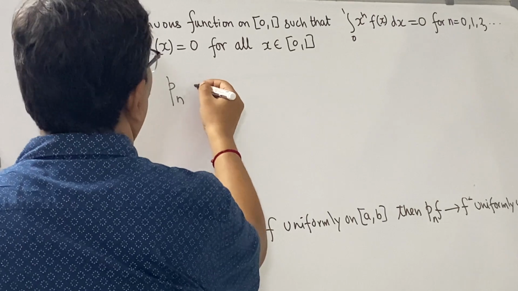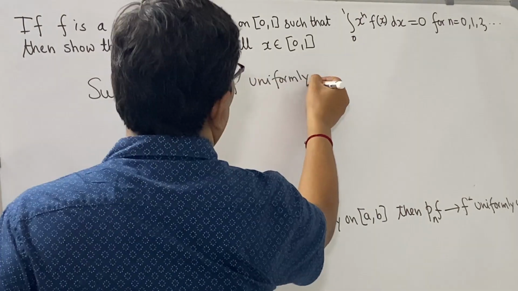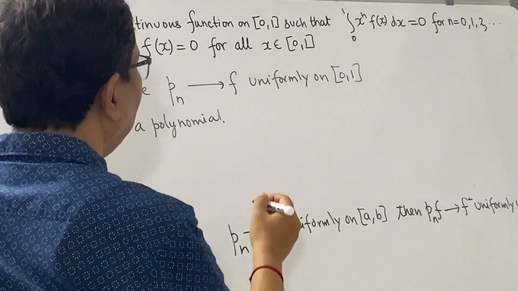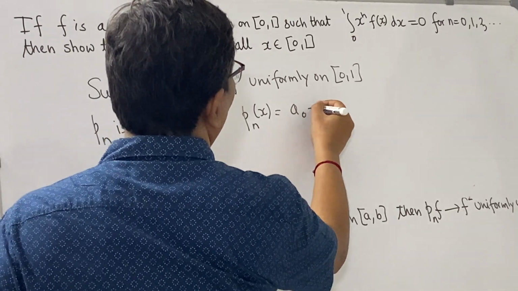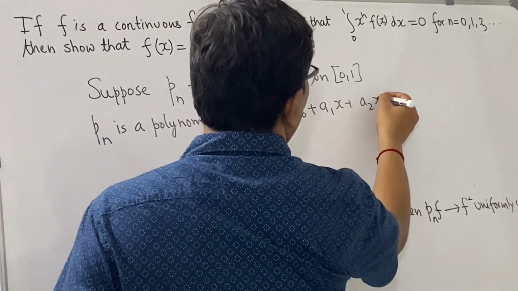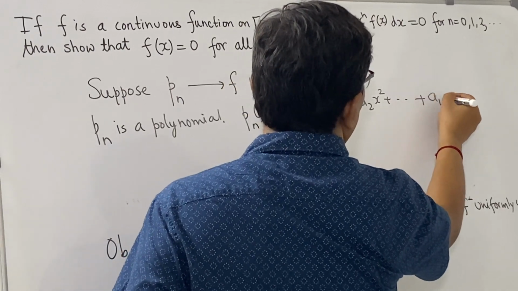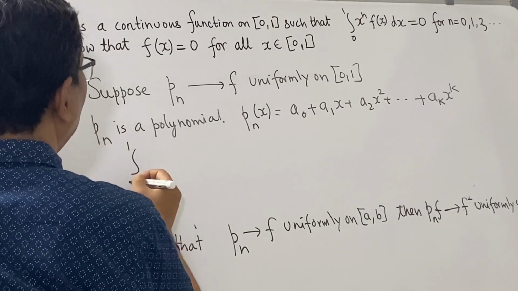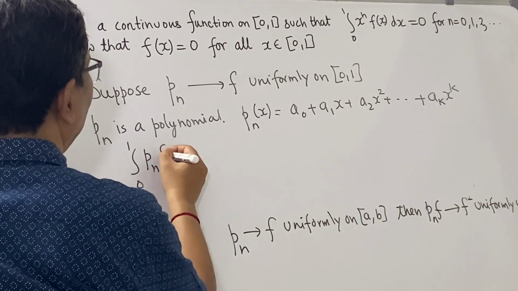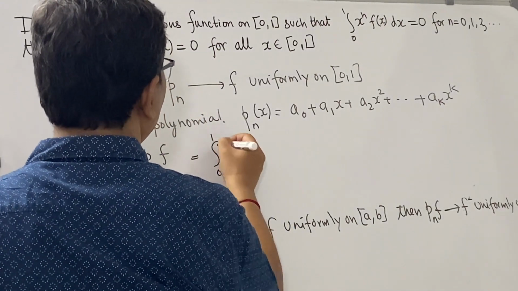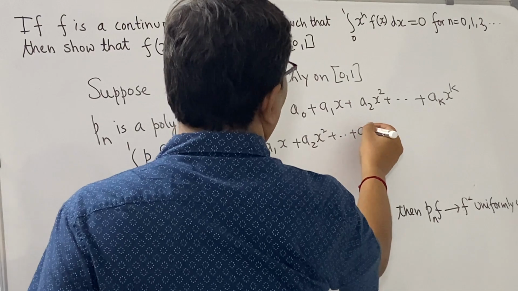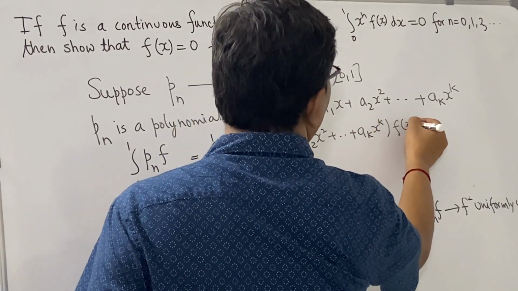Suppose P_n converges to f uniformly on [0, 1]. Now, since P_n is a polynomial, we can write P_n as some a_0 plus a_1 x plus a_2 x squared, etc., plus a_k x^k. So, this P_n(x) we are assuming is a kth degree polynomial. Now, what is the integral from 0 to 1 of P_n times f? So, we see that this is equal to the integral of (a_0 plus a_1 x plus a_2 x squared plus ... plus a_k x^k) f(x).